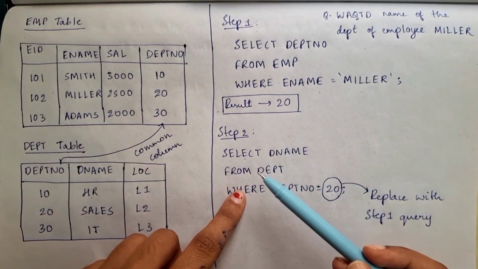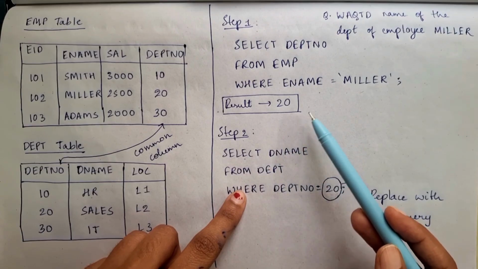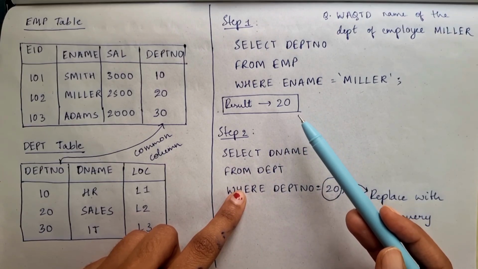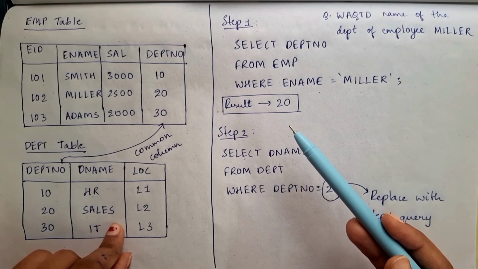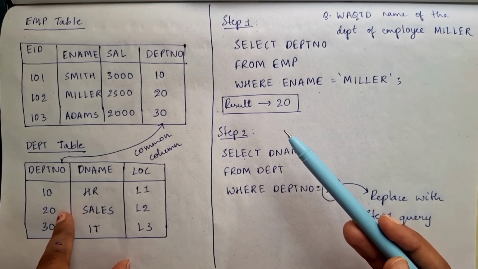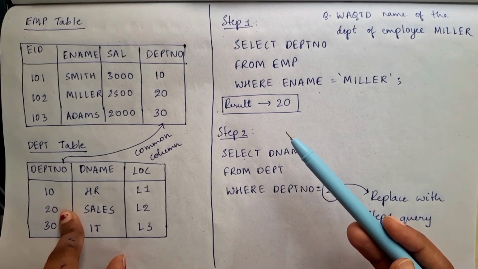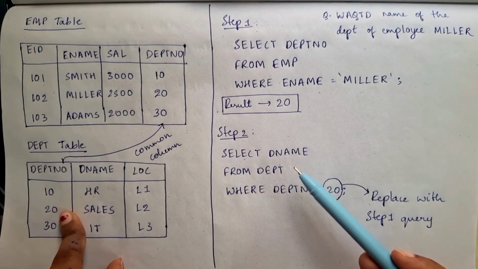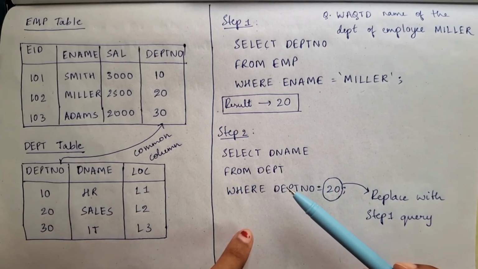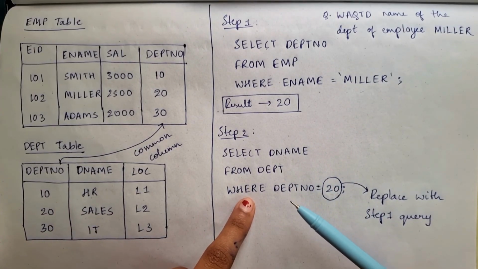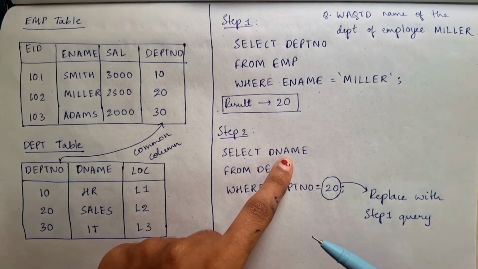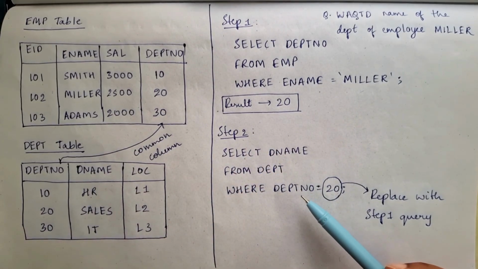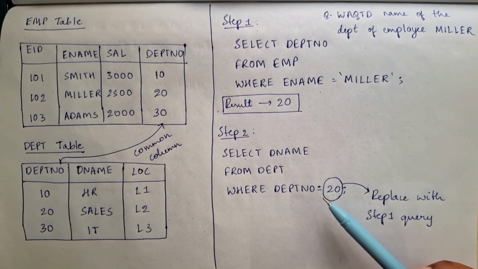Next, in step 2, since we know the department number is 20, we can go to the department table and find the department name corresponding to department number 20. This is the query for step 2. Here we have used a where condition to display the department name, since we already know the department number, which is 20.